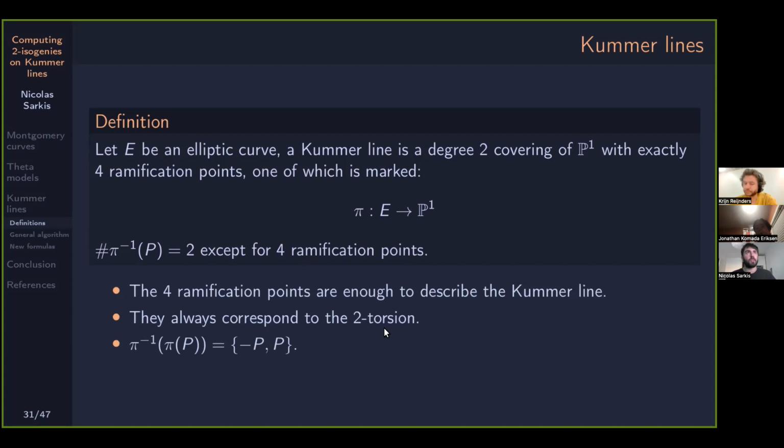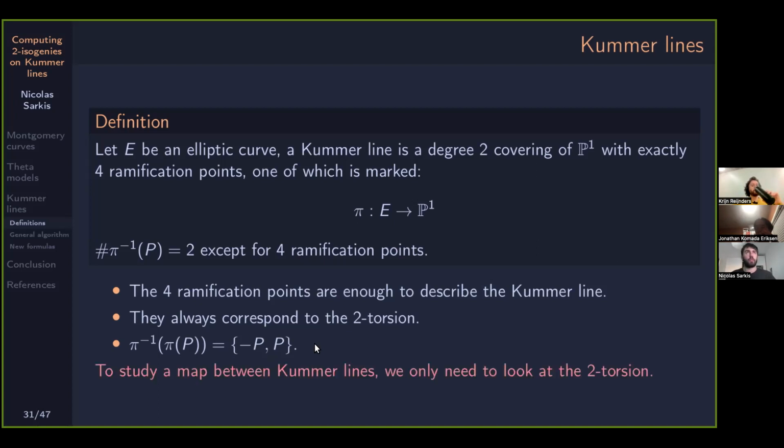Some interesting properties about that are that these ramification points are enough to describe the Kummer line, so we only need to study these. They are always the two torsion, and because of that, pi of minus P and pi of P are always the same, except when both of them are equal. So the important information is that if we want to know a map between Kummer lines, we only need to look at how it behaves on the two torsion.